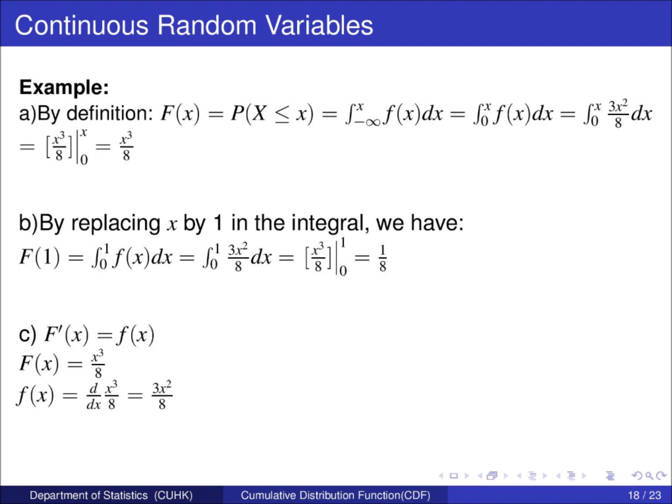Part C, we are going to find the PDF. We know F(x), the CDF, equals x cubed over 8 from part A. We are going to take the first derivative of it. So the PDF will be equal to d/dx of x cubed over 8, which gives 3 times x squared over 8. Then we can prove that the PDF is equal to the PDF given in the question.